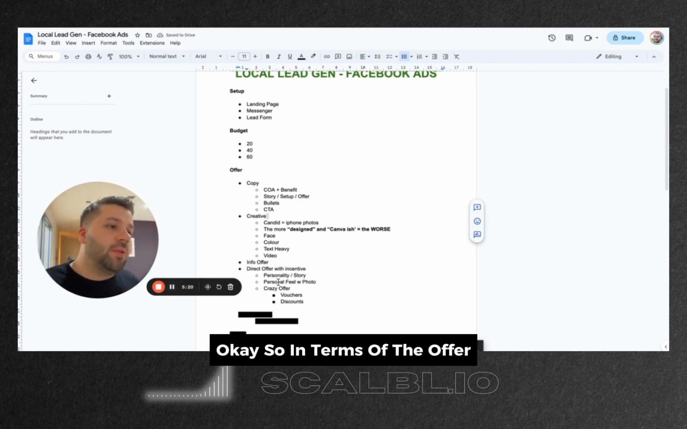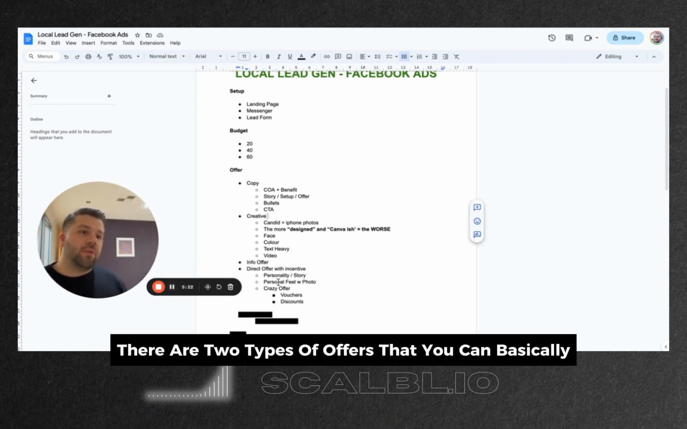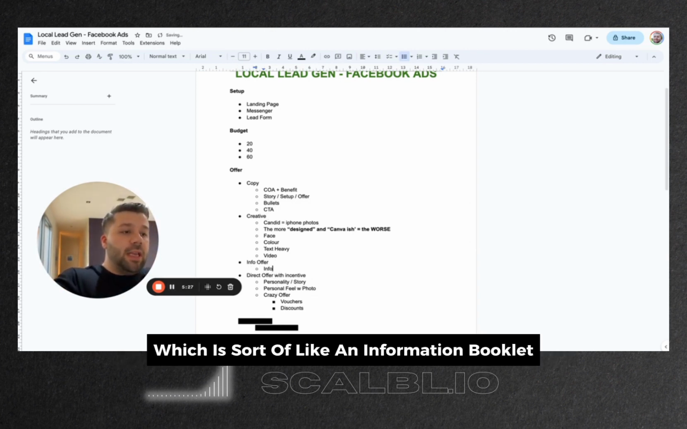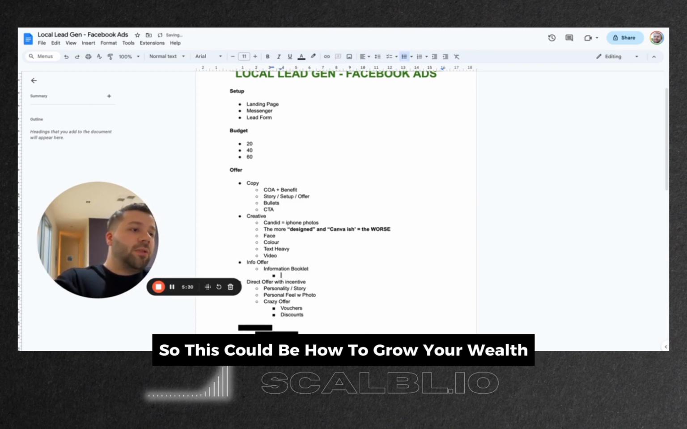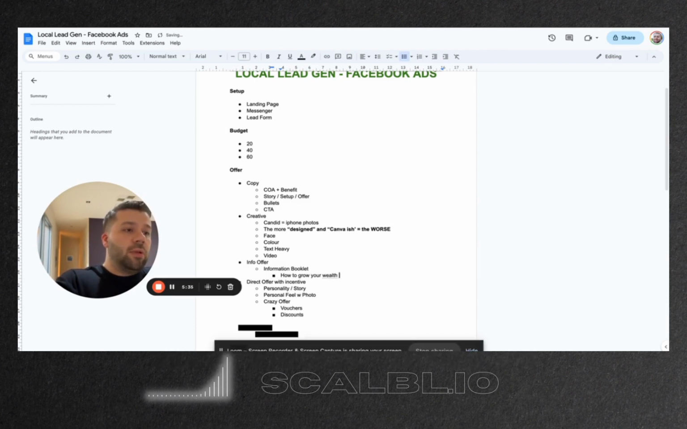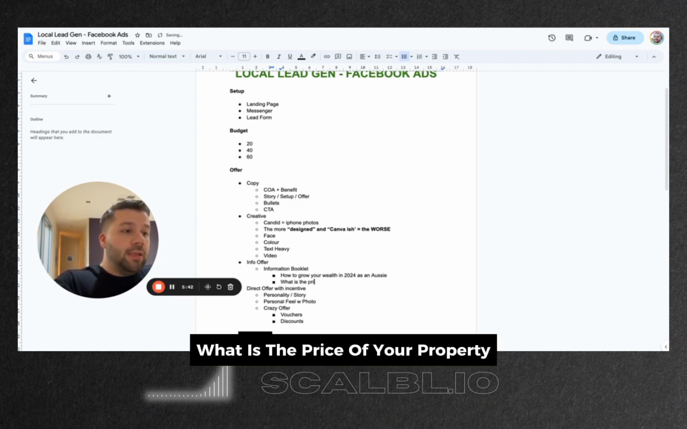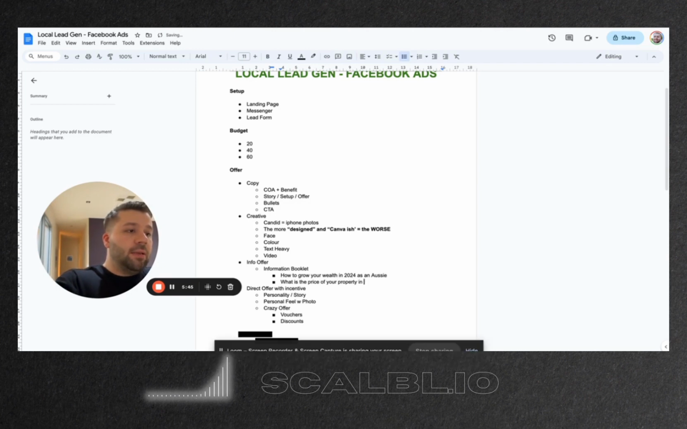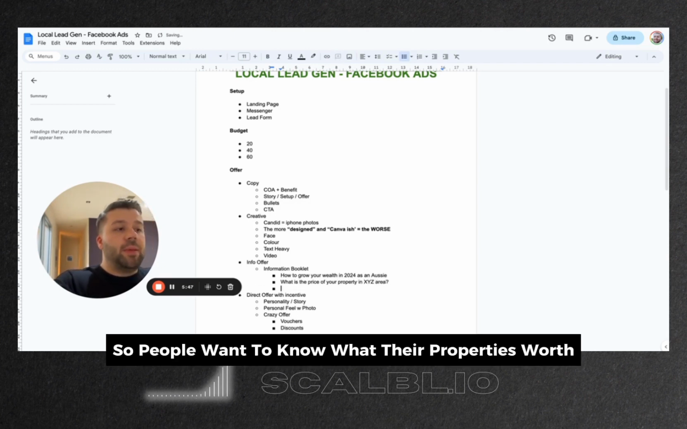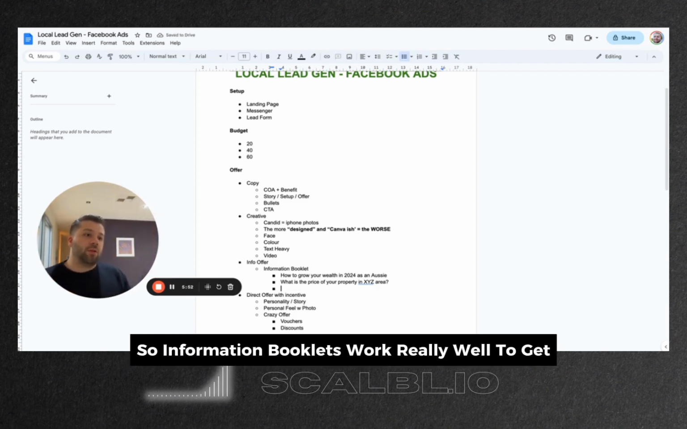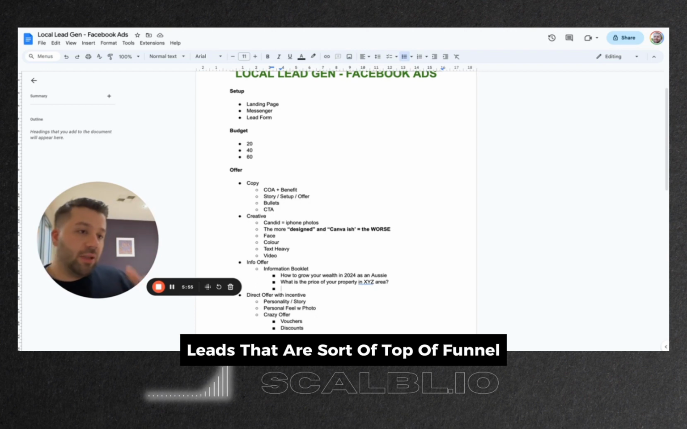Okay, so in terms of the offer, there are two types of offers that you can basically run. The first is an info offer, which is sort of like an information booklet. So this could be, how to grow your wealth in 2024 as an Aussie. It could be what is the price of your property in XYZ area. So people want to know what their property is worth, stuff like that. So information booklets work really well to get leads that are sort of top of funnel.